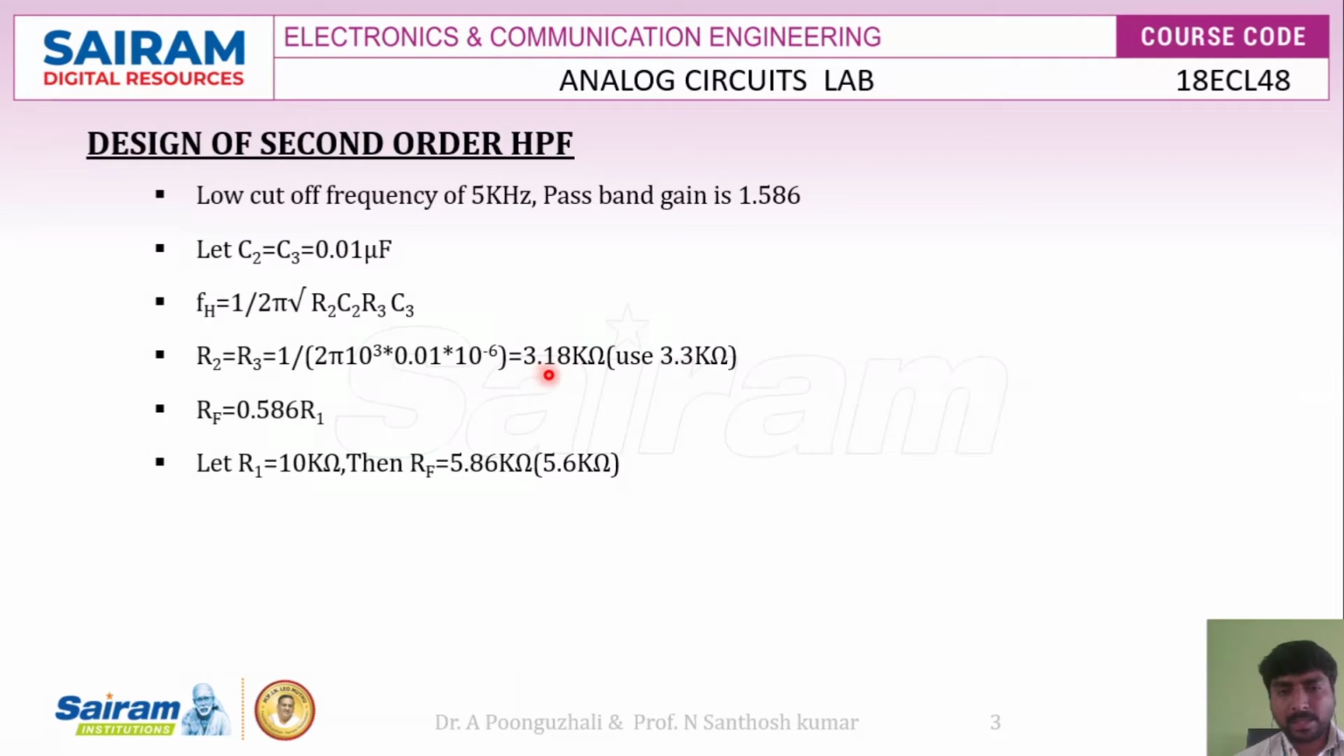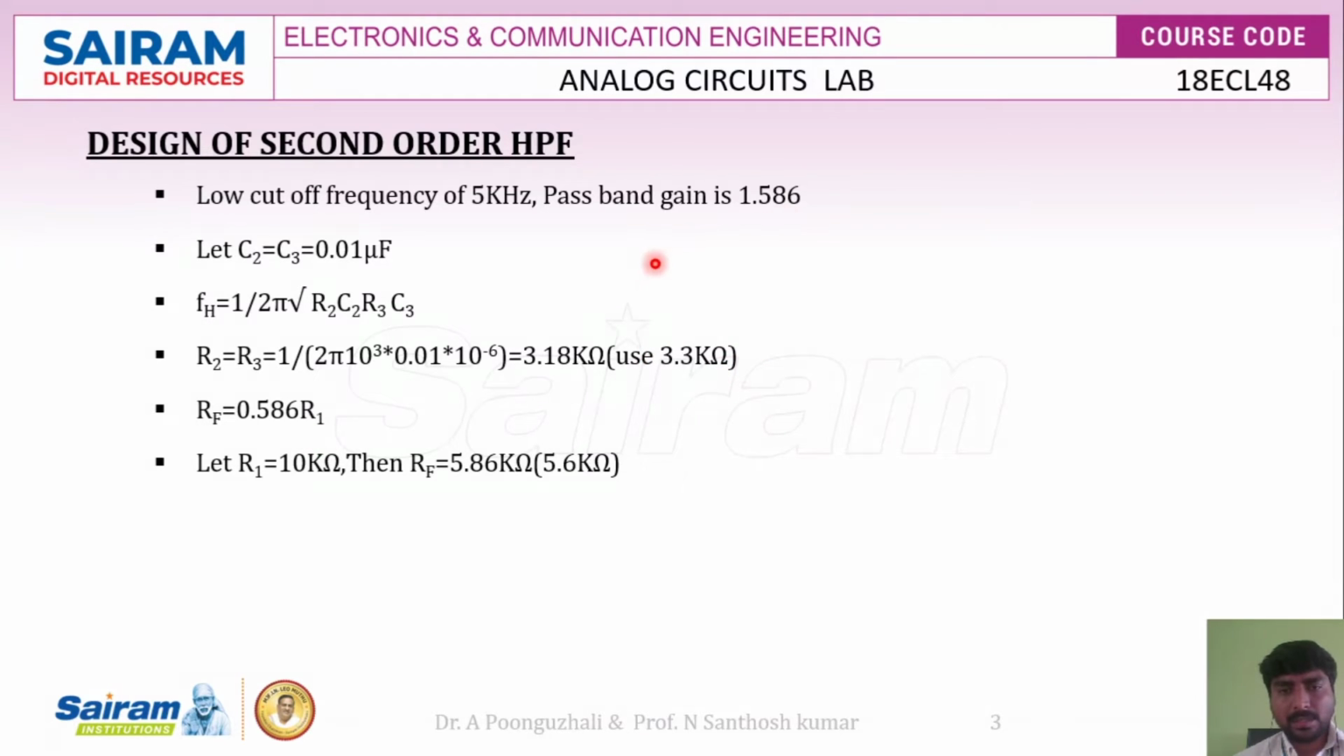In order to get the exact value, we go with 3.3 kilo ohms resistance, because a 3.18 kilo ohms resistor is not available. Because of that, we go with 3.3 kilo ohm resistors.